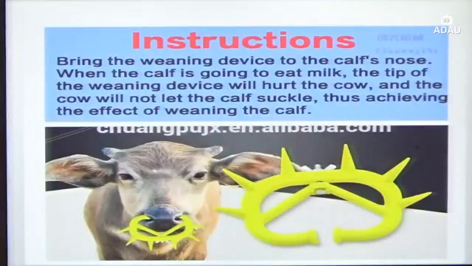Here is the instruction on how we should use this restricting ring on the cattle. Bring the weaning device, a special device which opens here and closes with these places. This is for the calf's nose. When the calf goes to suck milk, the tip of the weaning device will hurt the cow, because after 10 days, 2 weeks, or 1 month, we can see the result.